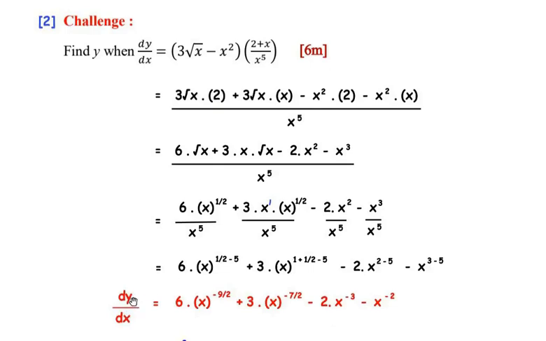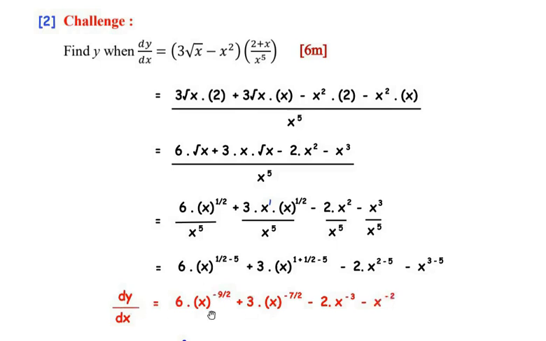So here we get dy by dx is equal to 6 times x to the power of, now 1 over 2 minus 5 gives us minus 9 over 2. Now you can use the calculator to find out this value, plus 3 times x to the power of 1 plus 1 over 2 minus 5 gives us minus 7 over 2 minus 2 times x to the power of 2 minus 5 gives us minus 3 minus x to the power of 3 minus 5 gives us minus 2.